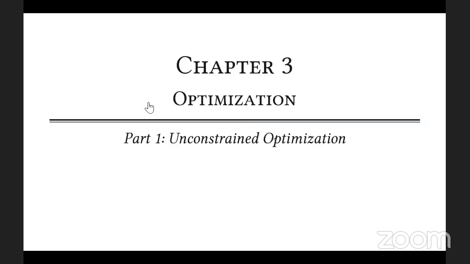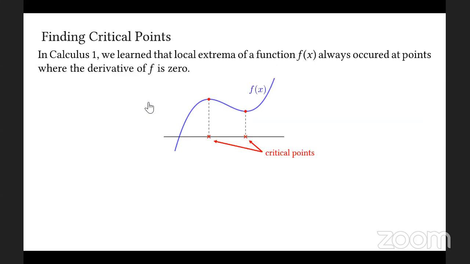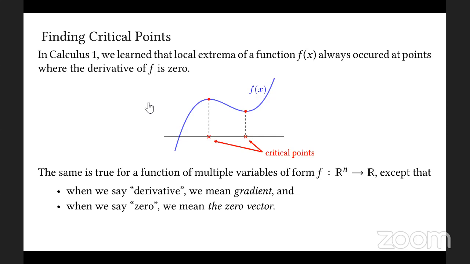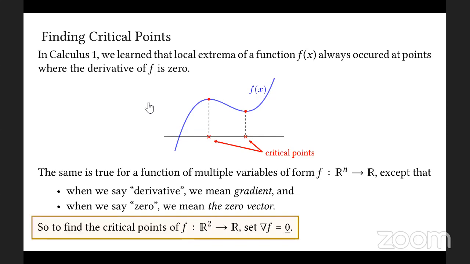Okay, so chapter 3, unconstrained optimization, part 1. So remember, for a function of one variable, to find local extrema, we learned that local extrema always occur at points where the derivative is 0, and we call those points critical points. The same thing is true for functions of multiple variables, from Rn to R, except that by derivative we mean gradient, and when we say 0, we mean the 0 vector. Right? So to find the critical points of a function from R2 to R, we set the gradient equal to the 0 vector. That's how we find the critical points.